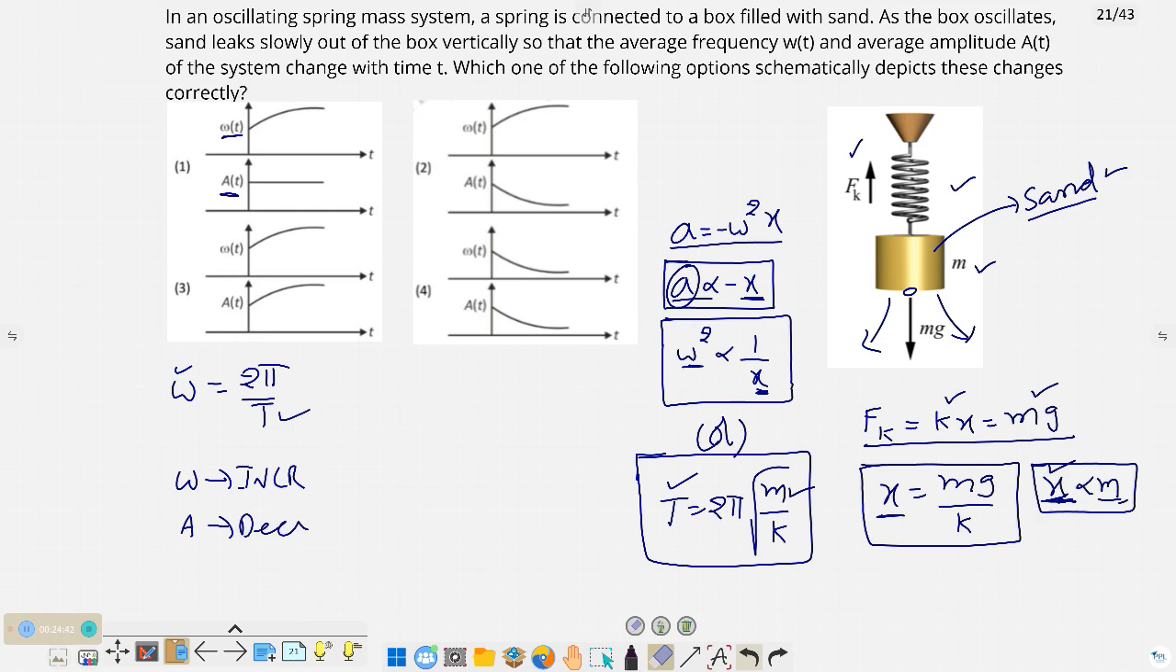If you observe the graphs, this is an increasing graph, this is no change in amplitude, this is increasing angular frequency, this is decreasing amplitude. Both are increasing, both are decreasing. So which option is correct? The second option is correct, because angular frequency is increasing and amplitude is decreasing. So option 2 is correct.